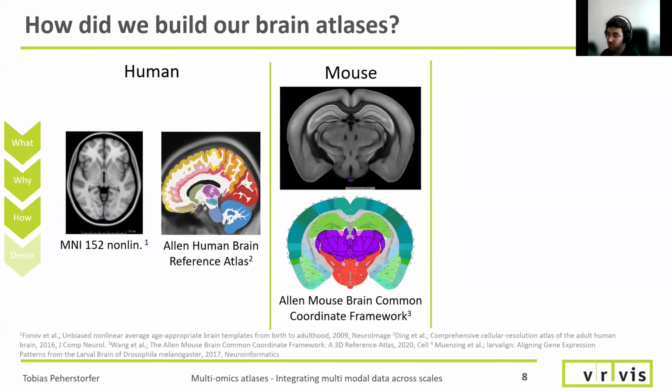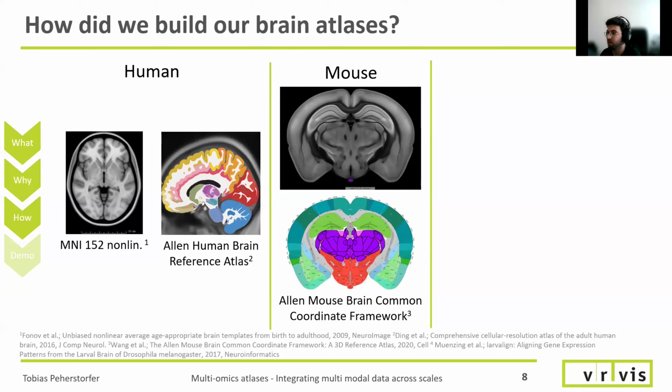For the mouse, it's even easier. The Allen Brain Institute actually provides a full reference atlas that you can just use as it is. It's called the Allen Mouse Brain Common Coordinate Framework. And it provides you with high resolution slice and 3D images and a detailed and fine-grained parcellation and ontology.